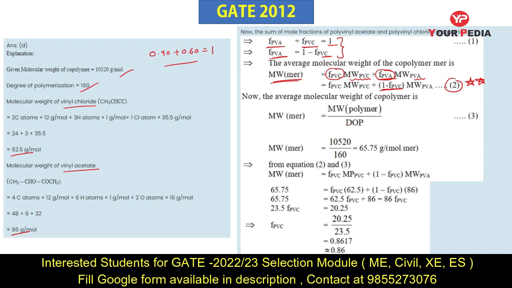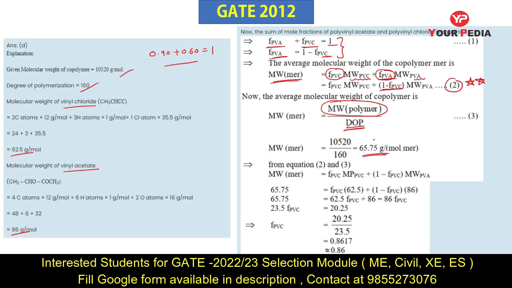Now we know the formula: degree of polymerization is equal to the molecular weight of the polymer divided by the average molecular weight. So from here I can calculate the average molecular weight, because the molecular weight of the copolymer is given to you as 10520 and the degree of polymerization as 160. So from here you can calculate this.